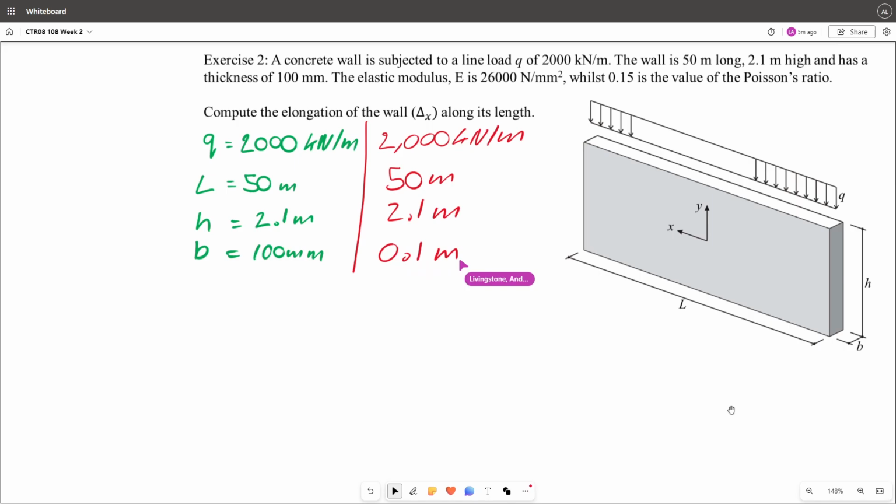So I think this is why I left this in here the last time: converting it to something sensible for what we're looking at does make more sense. And what is it we're after again? We're after the elongation, aren't we?